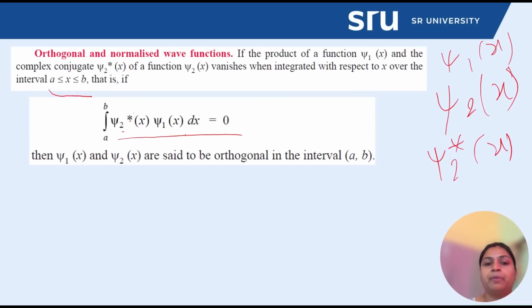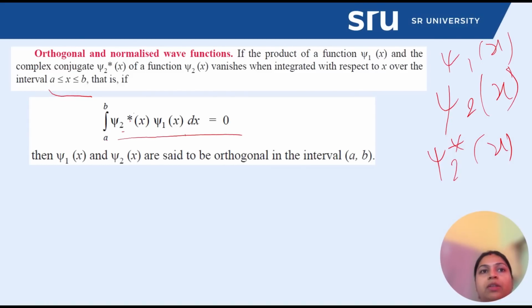So basically, if a system has two wave functions psi1(x) and psi2(x), and the product of psi1(x) and the complex conjugate of psi2(x) integrated over the limits a to b is equal to 0, then the wave functions psi1 and psi2 are said to be orthogonal.